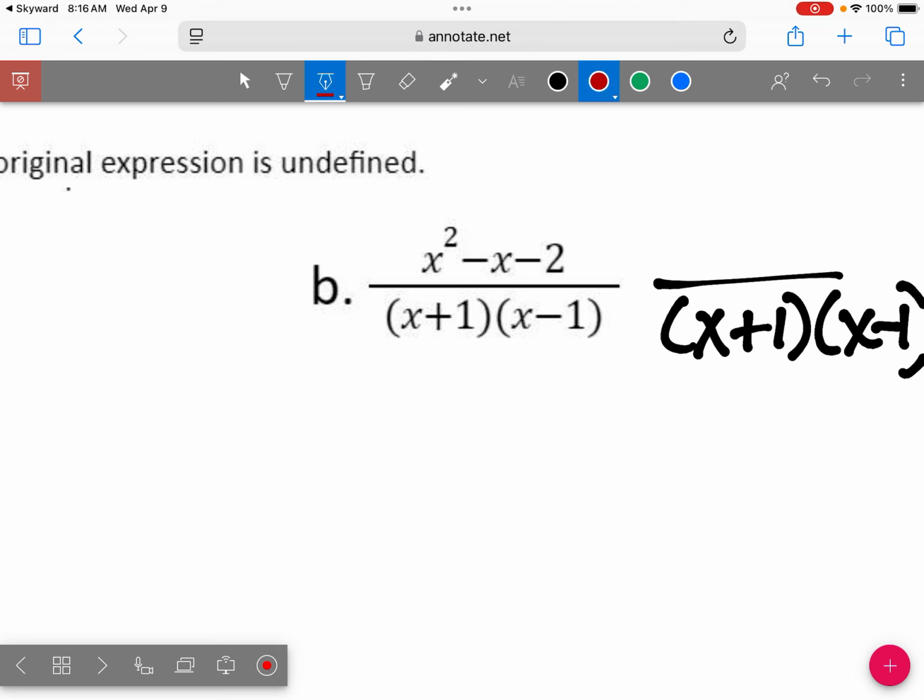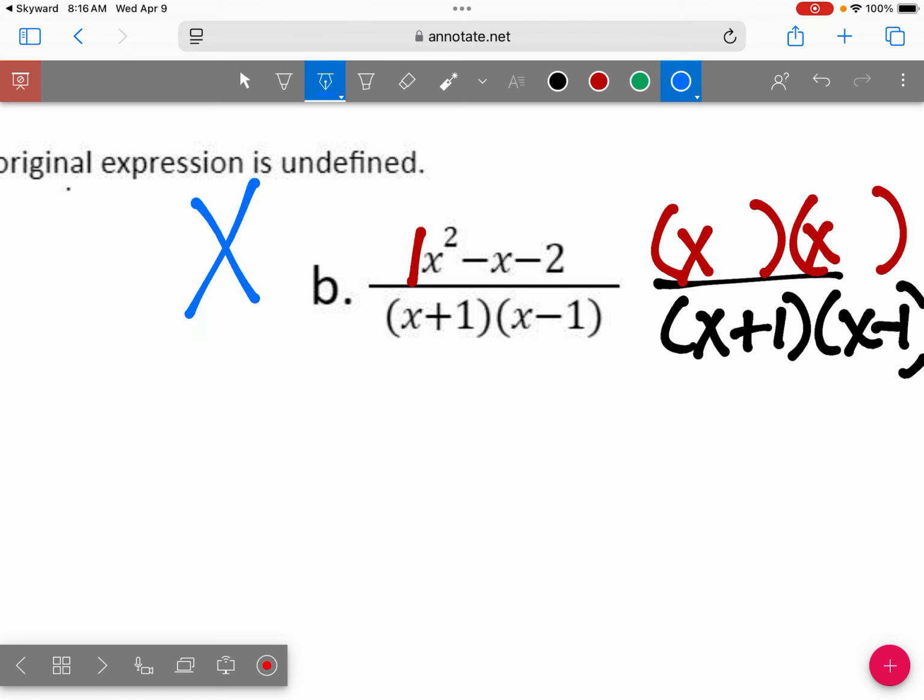So because A is 1, do I have to make a box? When A is 1, do we have to make a box? Yes or no? No. So we don't need to make a box because A is 1. All we need to do is find our magic numbers. And our numbers will multiply to give us -2 and add to -1.